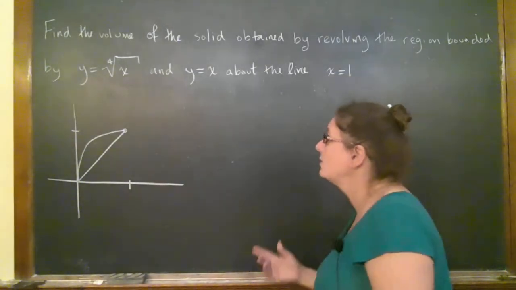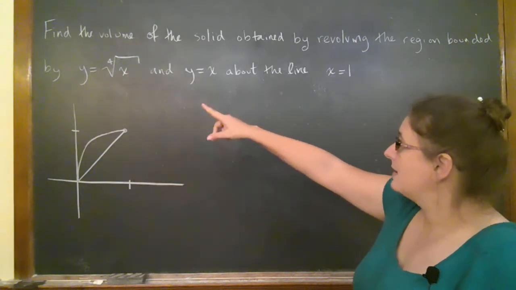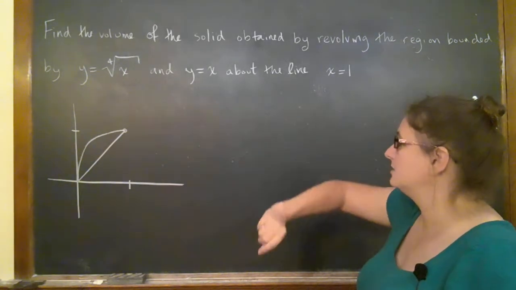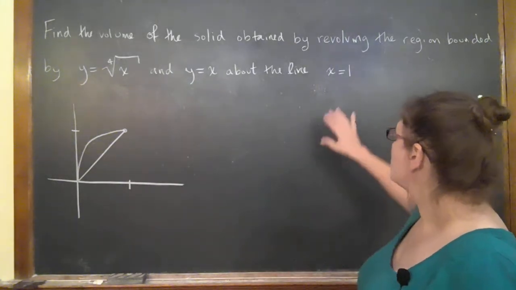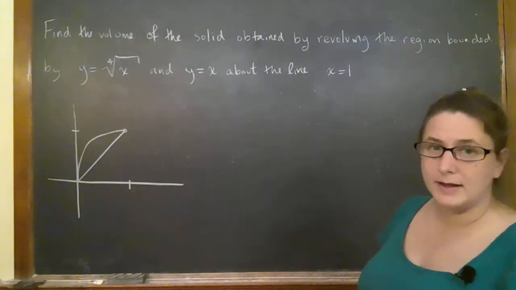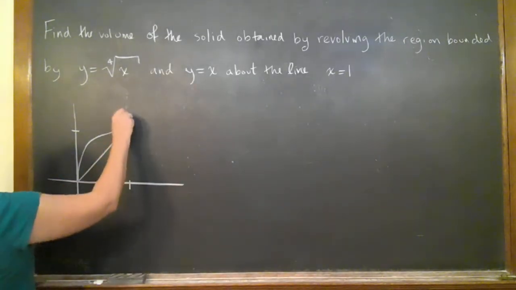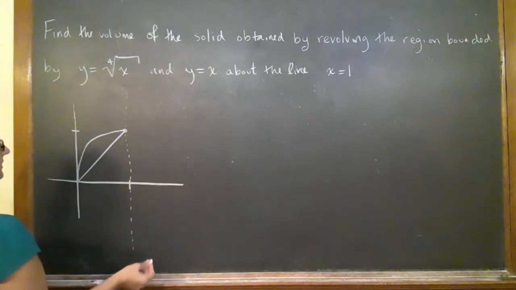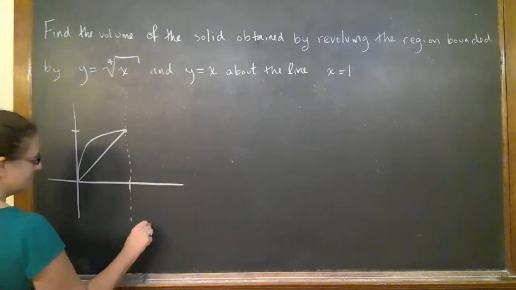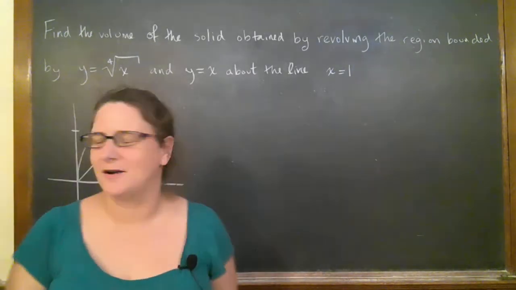In this problem, I'm going to revolve this region bounded by the fourth root of x and the line y equals x about a vertical line. So we're going to revolve it around the line y equals 1. That would be this line here. I'm sorry, x equals 1. So I wrote it right, I drew it right, I said it wrong.